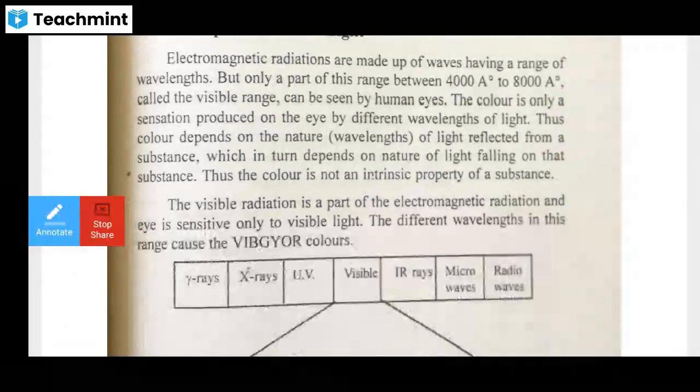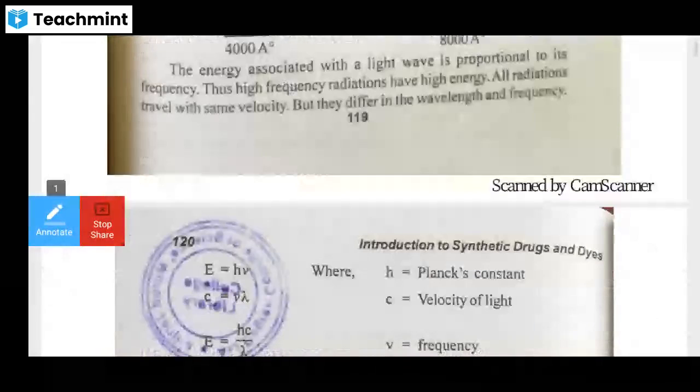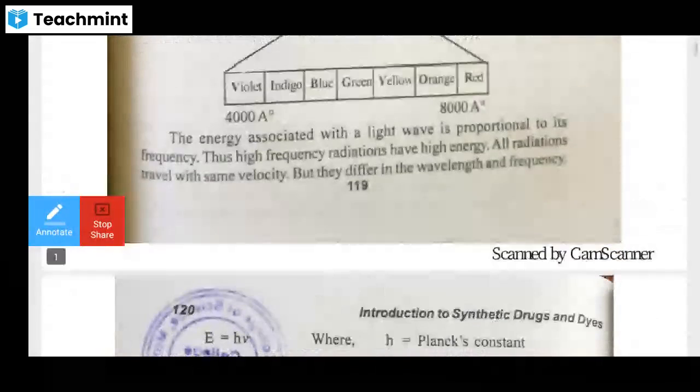So there are 7 colors. Generally we indicate them by the VIBGYOR formula, which indicates the 7 colors: violet, indigo, blue, green, yellow, orange, and red. These are the range of colors which can be easily seen by the naked eye.